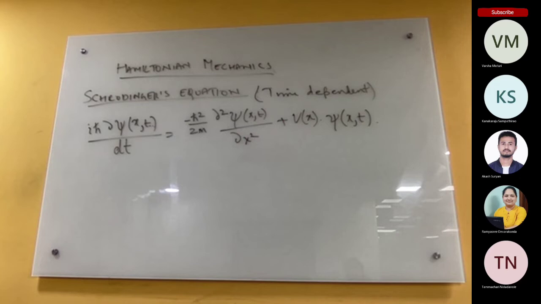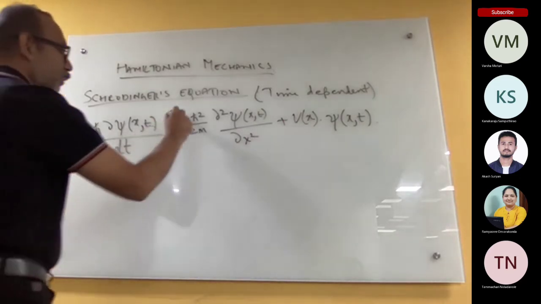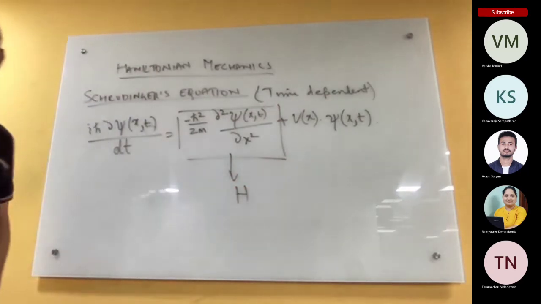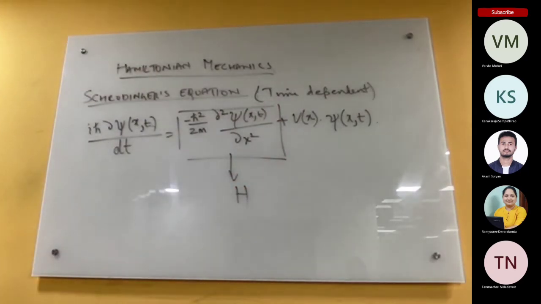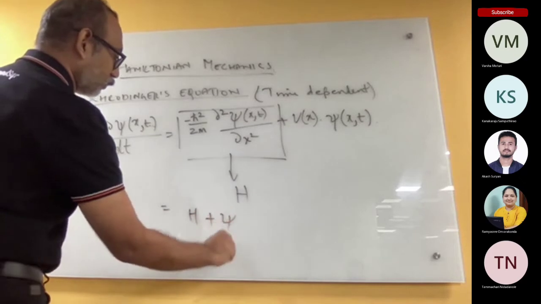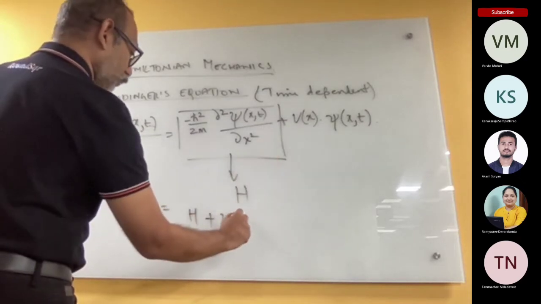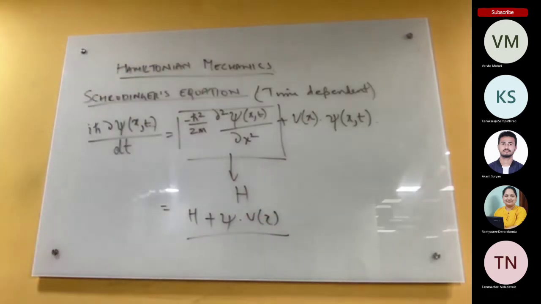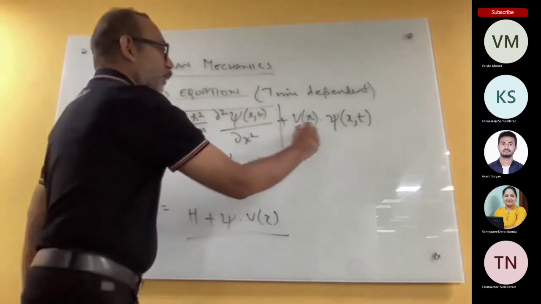But now, what do we do? This whole thing is called the Hamiltonian operator H. Okay. So it just becomes equal to the Hamiltonian plus something. Okay, where V of x is also always the potential.